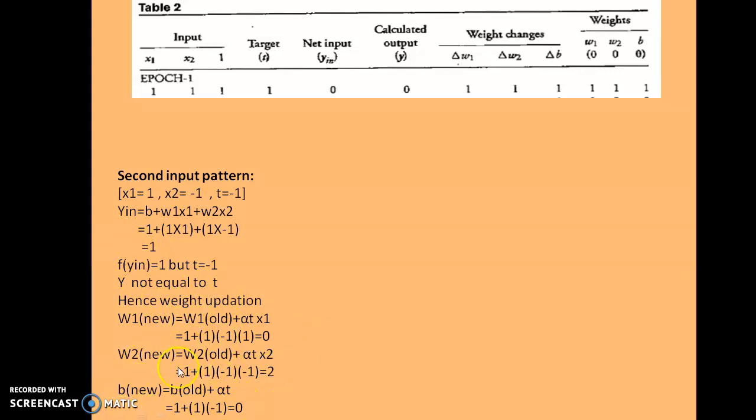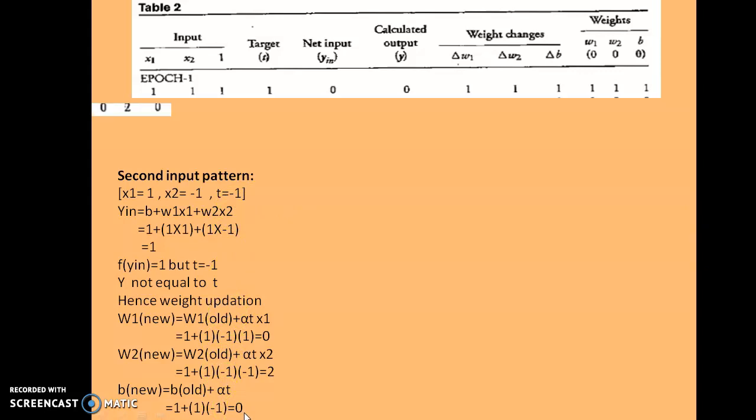W1 of new equal W1 of old plus alpha into T x1. W1 of old 1 plus alpha value 1, T we are expecting minus 1 and x1 value was 1. So the output will be 0. What about the W2 of new? W2 of old is nothing but 1 plus alpha value 1, T target minus 1, X2 value is minus 1. So we have a value 2. What is bias new? Bias old is 1 plus alpha value 1, T is the minus 1 value. So the value will become 0.